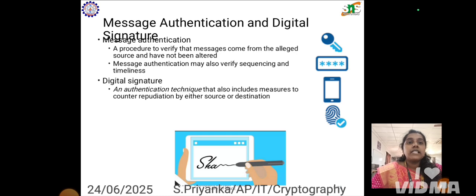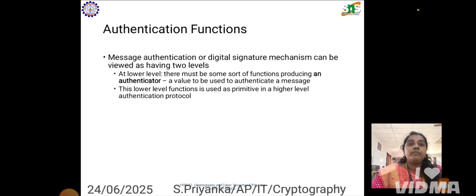Let's see about message authentication and digital signature in detail. Here message authentication is produced to verify that messages come from the alleged source and have not been altered. Message authentication may also verify sequencing and timeliness. Digital signature is an authentication technique that also includes measures to counter repudiation by either source or destination. Next is the authentication function.